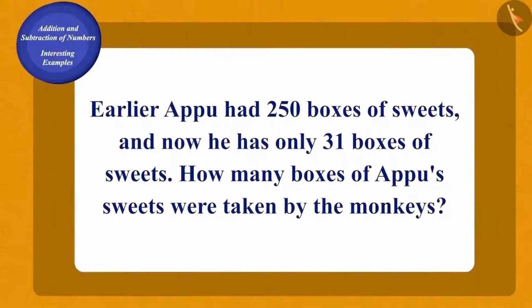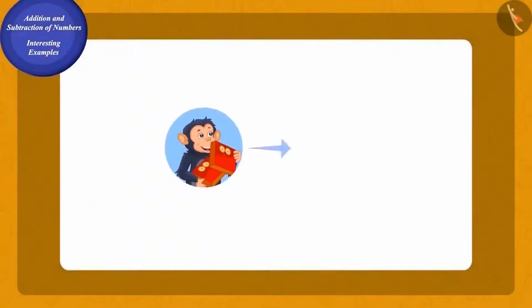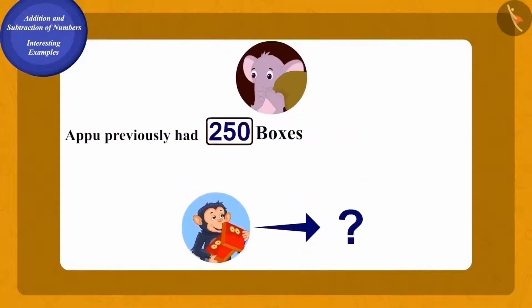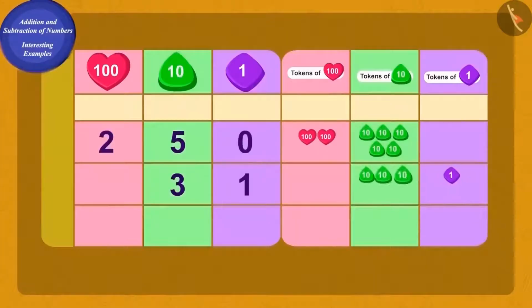Can you tell how many boxes of Appu's sweets were taken by the monkeys? How do we find out the number of boxes the monkeys had taken? We need to subtract the number of boxes left with Appu from the number of boxes Appu was carrying with him. We will write 250 and 31 using 100, 10 and 1-digit places in the place value chart. Is this correct, children?